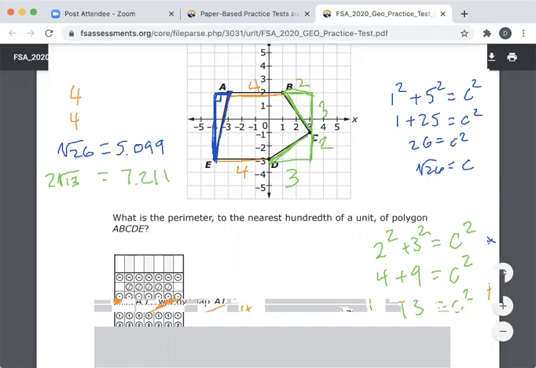7.211. So I'm going to add these up. That's 5.099 plus 8, and that gives me 20.310. And I'm rounding it to the nearest hundredth. So that's to this place. So it would be 20.31. Okay.